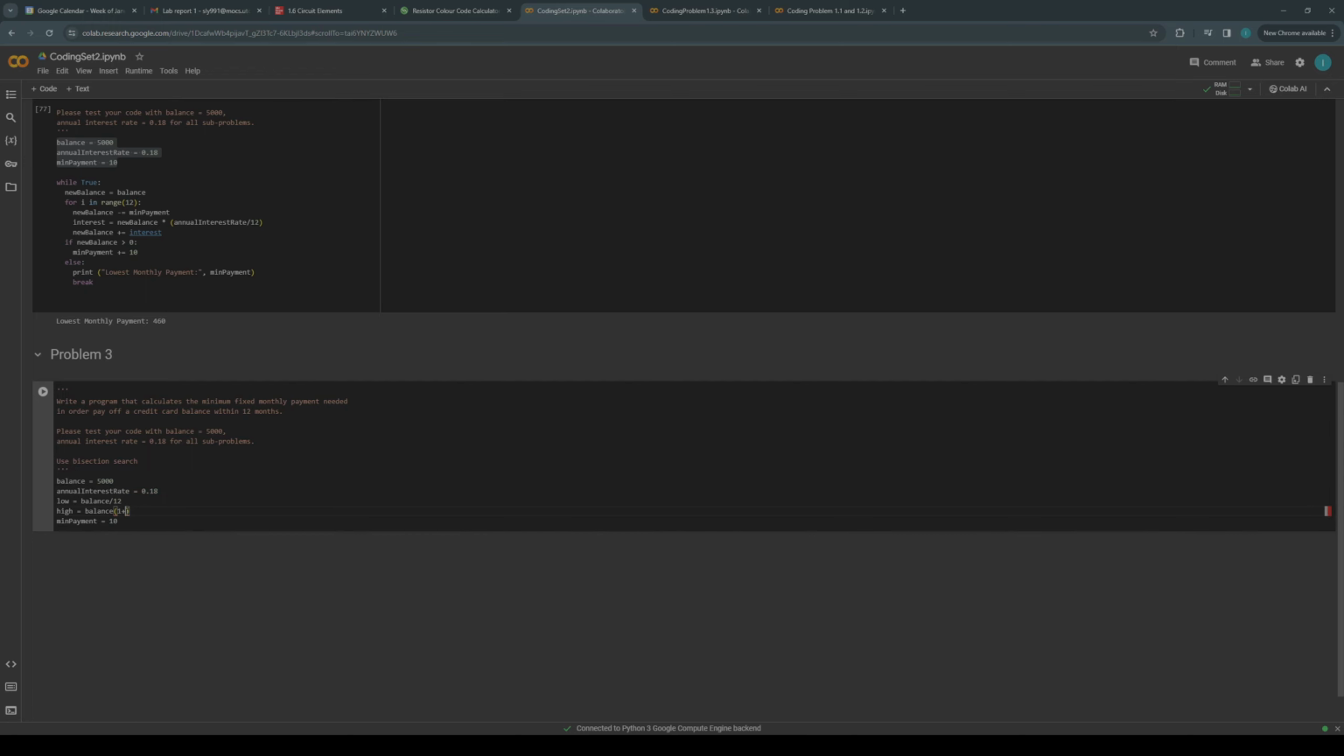I feel like that didn't copy and paste how I wanted it to. No, it is not. What am I doing wrong here? Copy, paste. There we go. All right, so high is just literally going to be balance times 1 plus our interest rate. So it's going to be balance times 1.18. So you're waiting until the last month to pay it off.